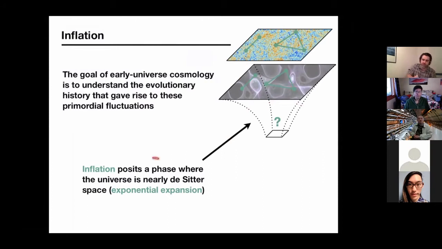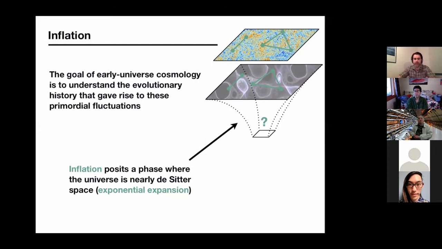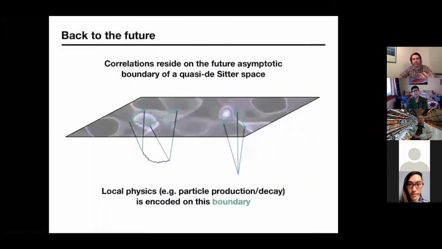And of course, the standard history that we tell of how these correlations got built up is that we posit a phase of exponential expansion that we call inflation in the very early universe, where the background was very close to being de Sitter space. This explains through the dynamics of the spacetime how these correlations got imprinted. And so for my purpose, the important fact about inflation that I want to emphasize is that the correlations that we're interested in really reside on this late time boundary at the end of inflation. So we imagine there's a period of inflation.